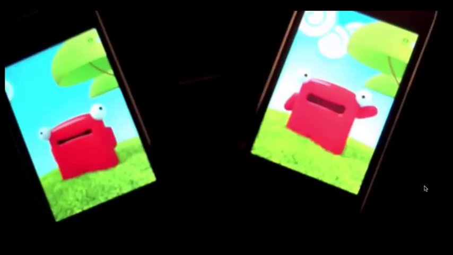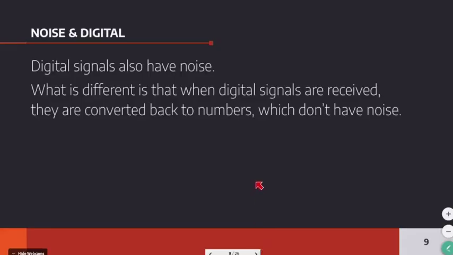So as you can see, the quality gets worse and worse and worse until eventually it's completely incomprehensible. It's just static, because that's what happens when you make analog copies of analog copies. The noise adds on and adds on and adds on until it's basically not something you can understand anymore. Digital signals have the same sort of problem, but they have a way to fix it.